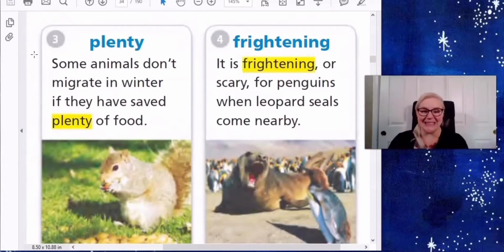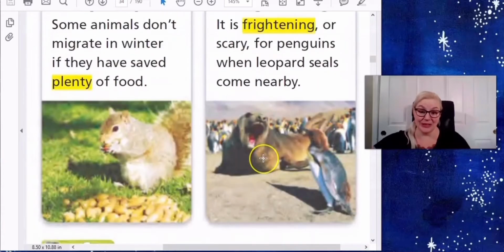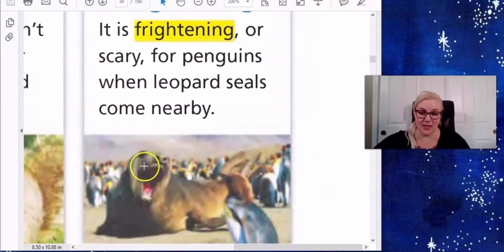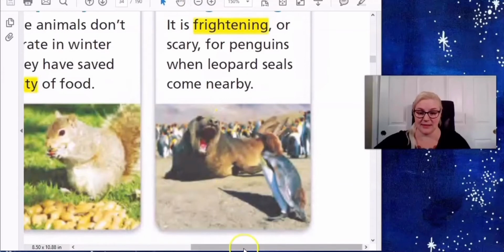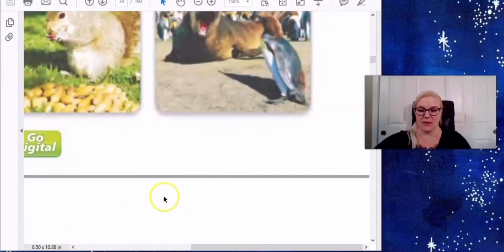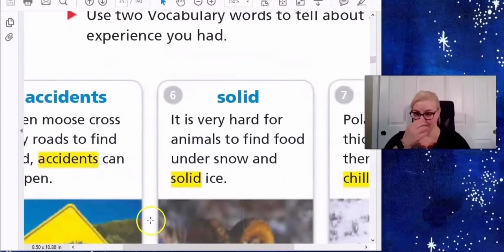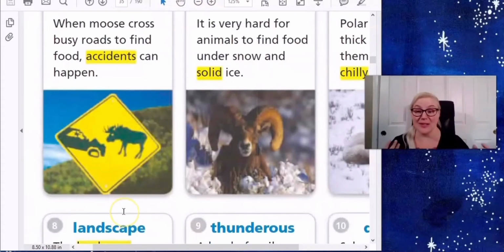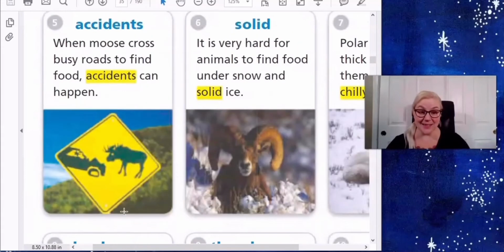Number 4, frightening. It is frightening or scary for penguins when leopard seals come nearby. I'm going to zoom in and look at that guy's face. Look at him. He's a little scary, a little frightening. Number 5 is accidents. When moose cross busy roads to find food, accidents can happen. When we cross the street and we don't look both ways, accidents can happen.